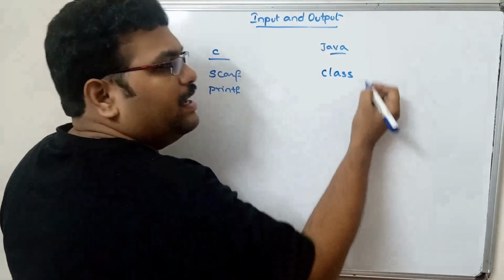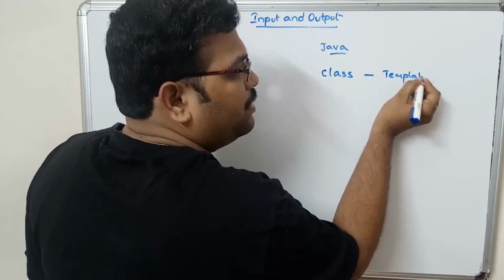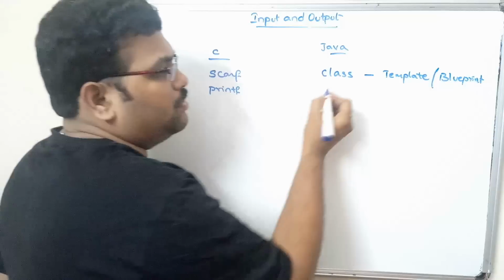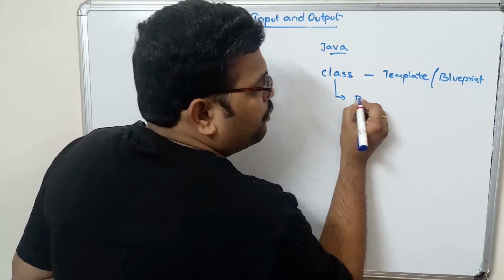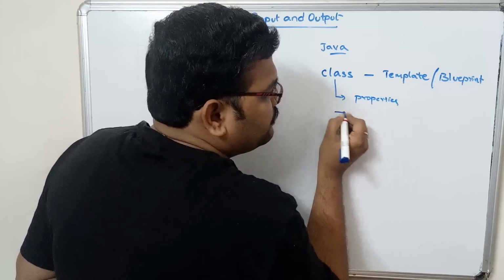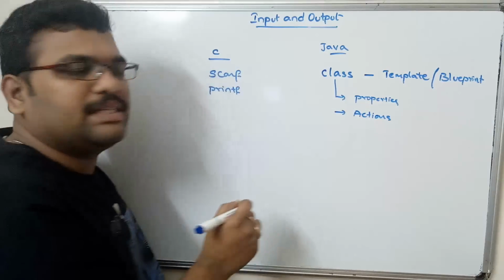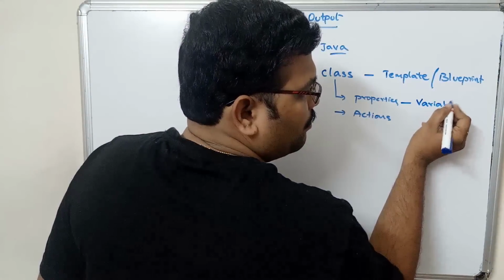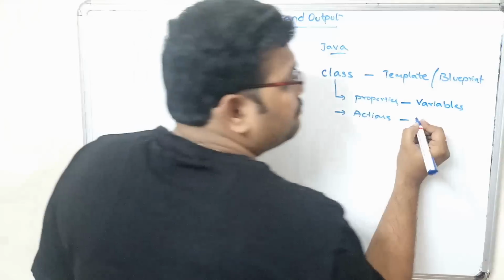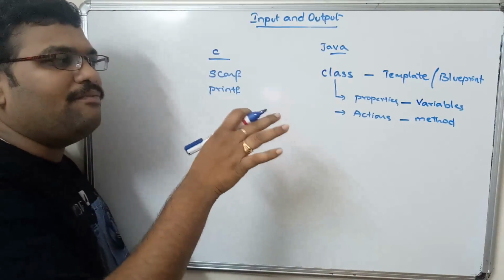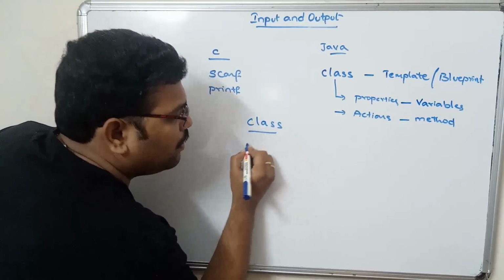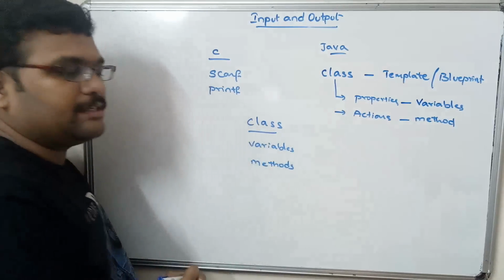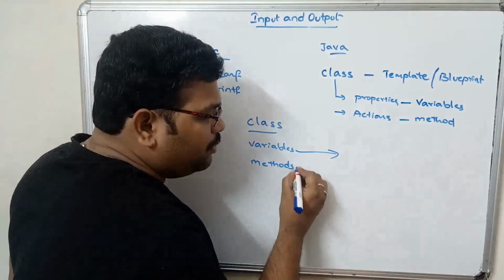So here, what is a class? A class is a template or a blueprint which the object will follow, right? So every class consists of the properties as well as actions. These properties we call variables, and these actions we call methods. So each and every class consists of the variables as well as methods.